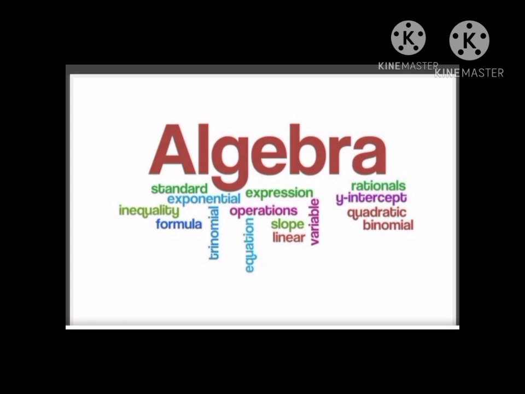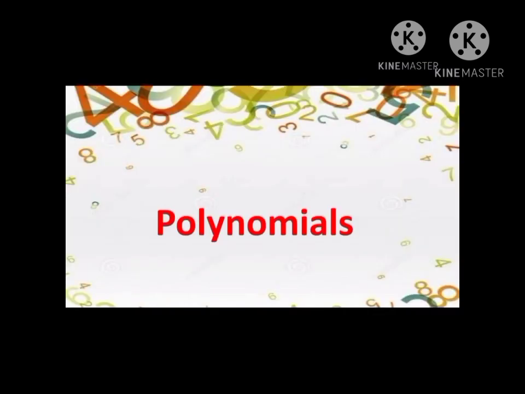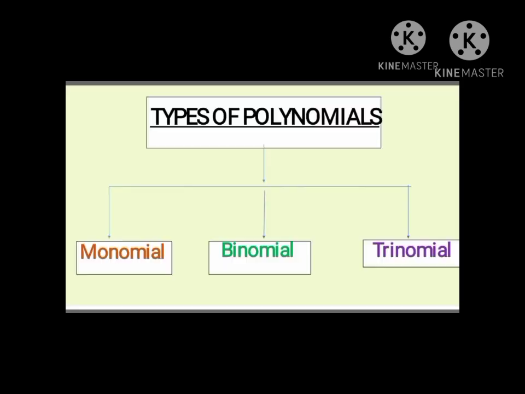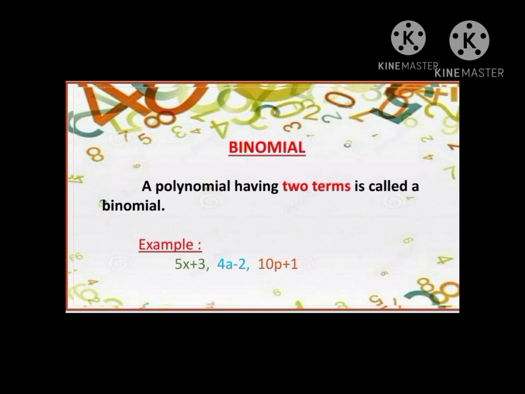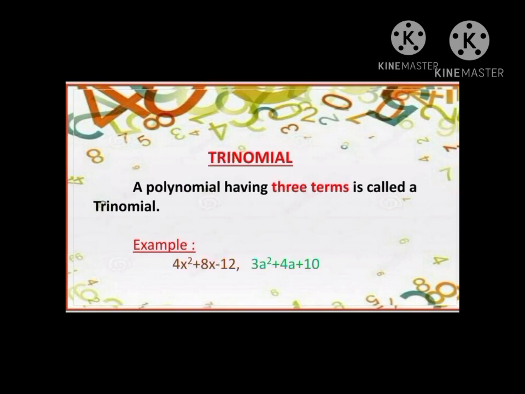In the last session, we have learnt about polynomials and the types of polynomials, that is monomial, binomial and trinomial. The definition of monomial is a polynomial having only one term is called a monomial. The definition of binomial is a polynomial having two terms is called a binomial. And the definition of trinomial is a polynomial having three terms is called a trinomial.